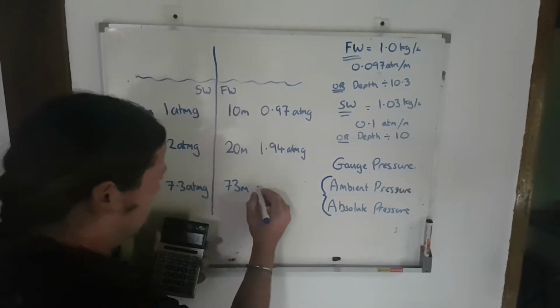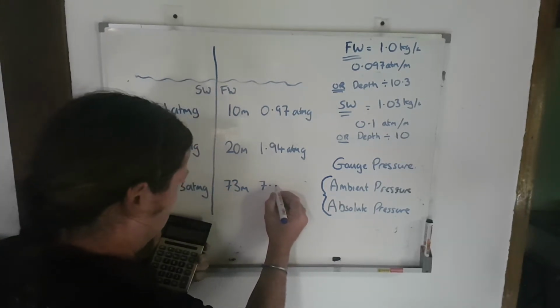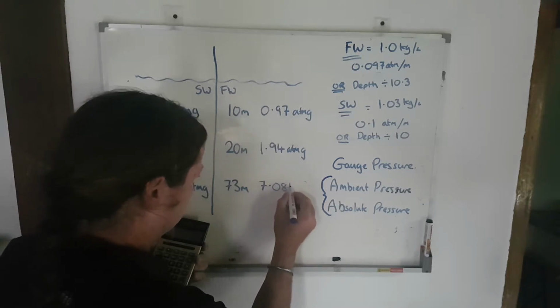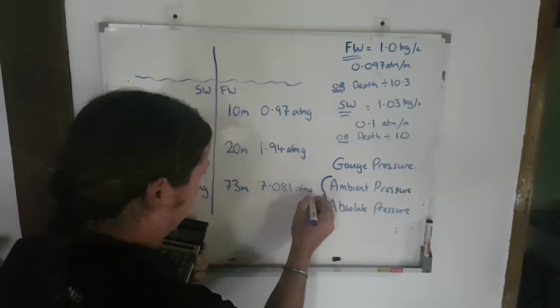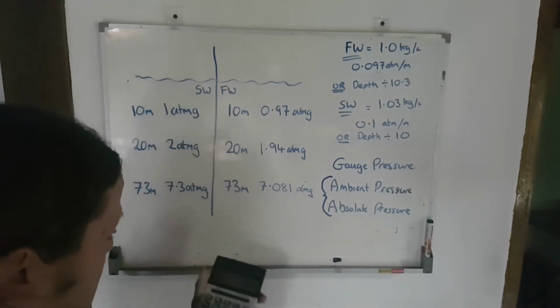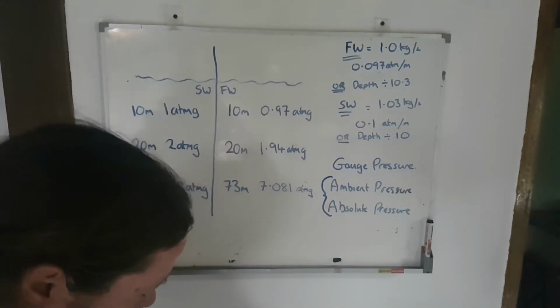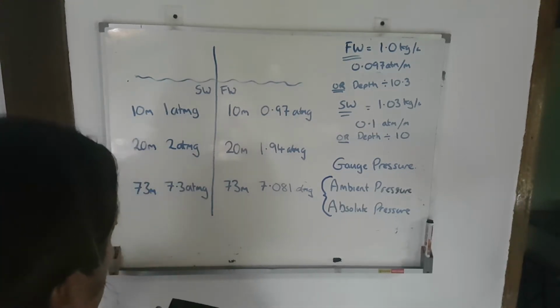And that's 7. In this particular case, 0.81 atmospheres gauge. Quite simple. And the numbers are given. Okay.